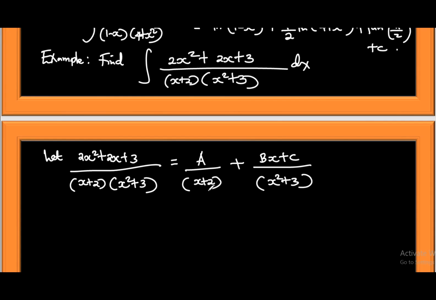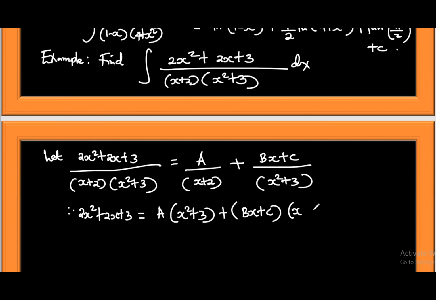So quickly, the LCM of the right-hand side is the same as the denominator of the left-hand side, so they cancel out. Therefore, we shall say 2x squared plus 2x plus 3 is now equal to a into brackets x squared plus 3 plus bx plus c into brackets x plus 2. And then we begin by using the cover-up method.